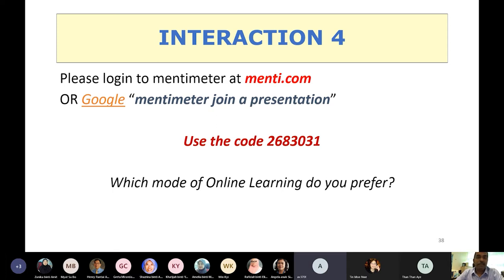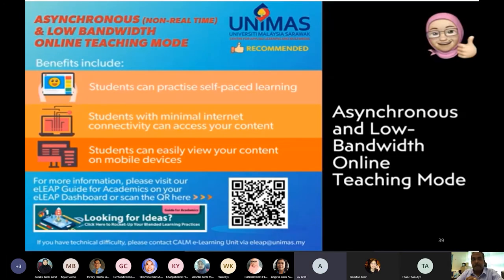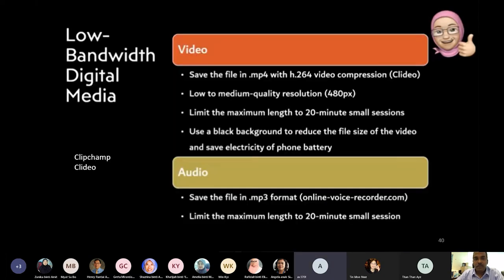So that's about it. Now, in the next few slides, I'm just going to highlight the benefits of the asynchronous or low bandwidth online teaching mode. Students can practice self-paced learning. Students with minimal internet connectivity can access your content. Students can easily view your content on mobile devices. These are the benefits when it comes to asynchronous. We can also highlight how we are going to create this so-called low bandwidth digital media.